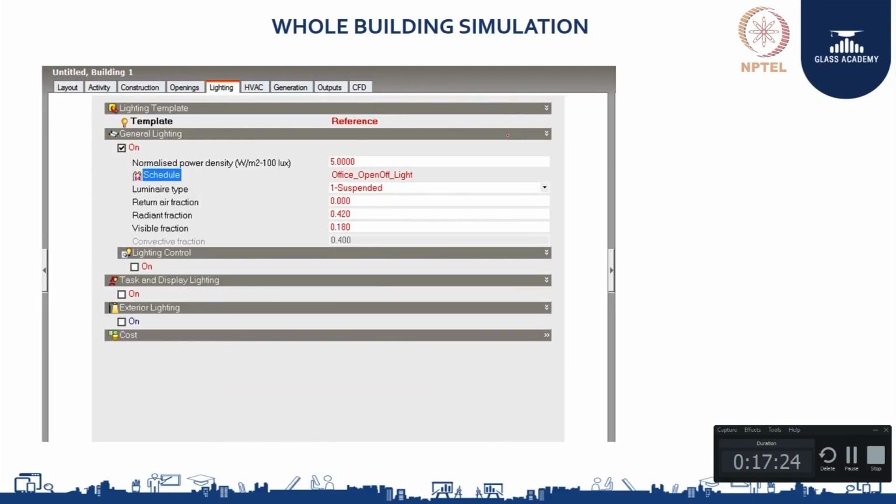Next comes the lighting. When it comes to lighting, your artificial lights that are going to be there will have an impact on your energy consumption. So, what is very important here is the lighting power density.